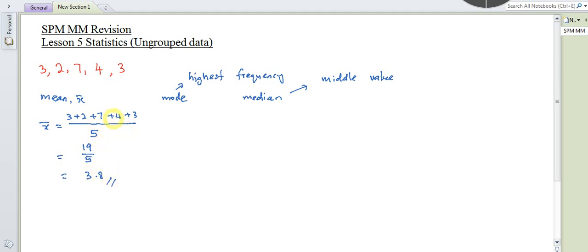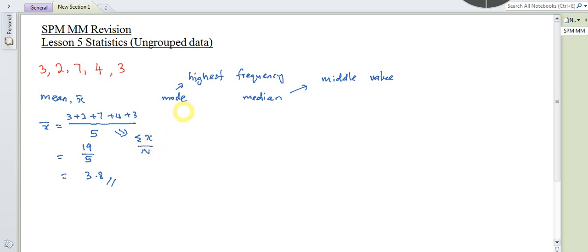This is the way we calculate the mean, and the formula is sigma x divided by n. Sigma x means these are x, so x1, x2, x3 and so on. So we find the sum of all the x, then divide by the number of data, the total frequency.